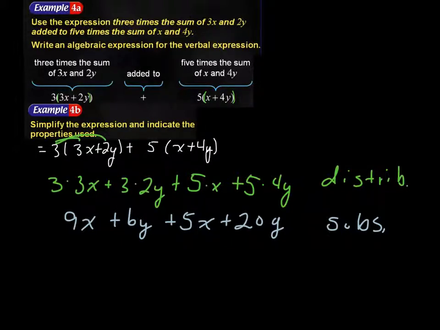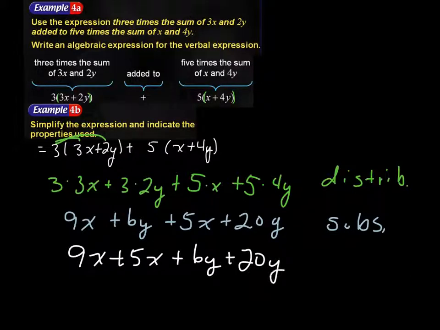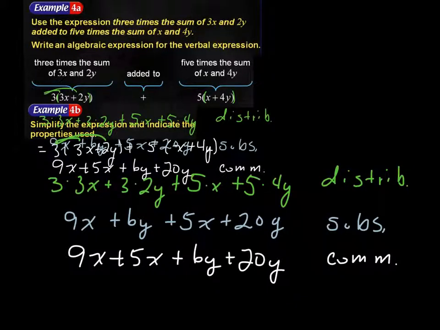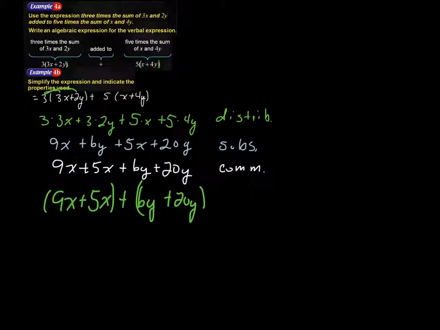And now I want to put my likes together, so I'm going to group my x's and my y's. So that is going to be commutative property. I switched the order around. Okay, I said group, but I'm just reordering them. Now, when we group, that's using parentheses, and that is the associative property.